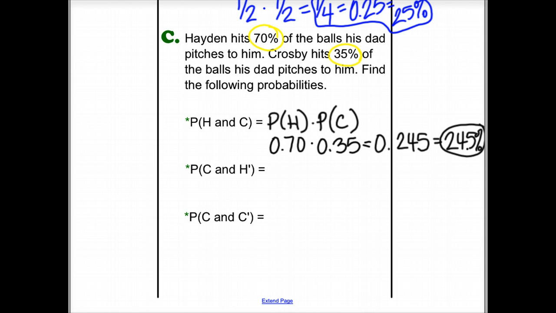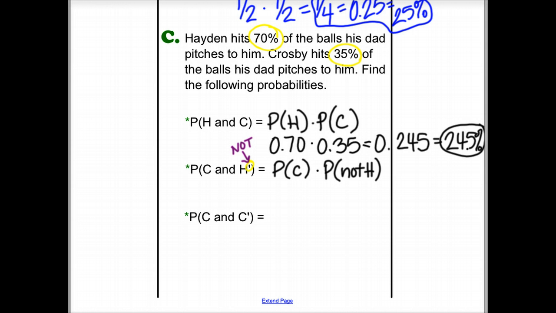And then it would be easier to change 0.70 and 0.35 into fractions first. Now, this new one has this little apostrophe. This is what we call not, or a complement. And so what I'm going to find here is the probability of Crosby getting a hit times the probability of Hayden not getting a hit.